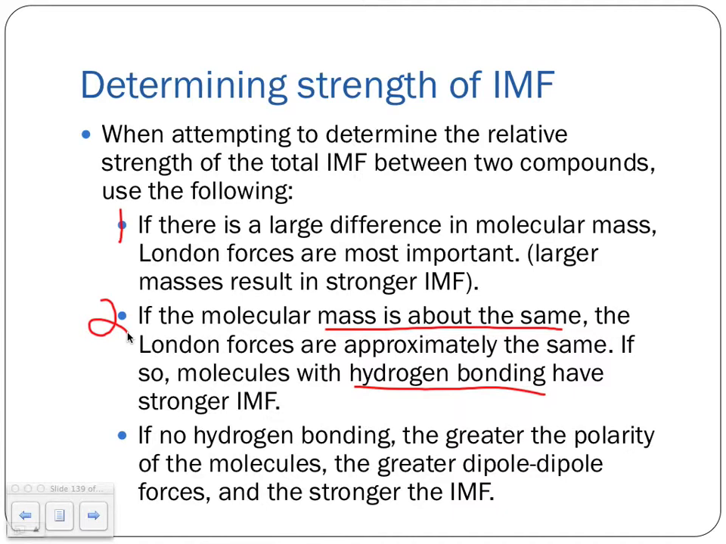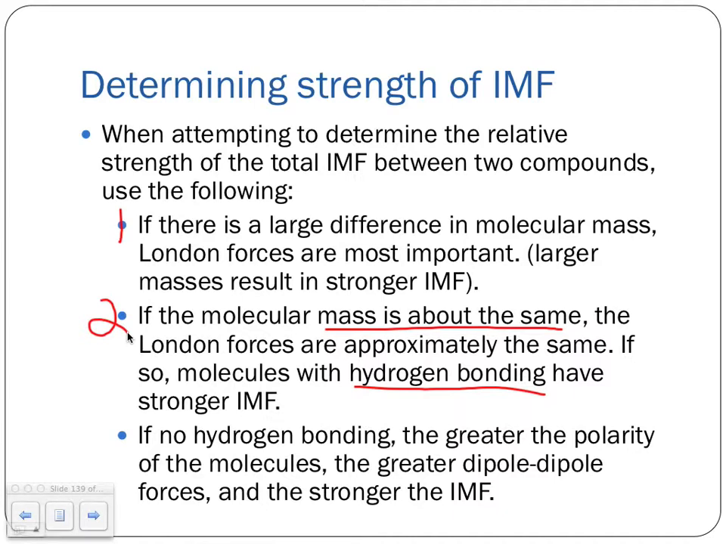Two, if they're about the same mass as each other, then you look at whether they hydrogen bond. If they do, then they'll have the strongest intermolecular forces of anything that's about the same mass. So if you have three that are roughly tied mass-wise, the one with the most hydrogen bonding is going to have the strongest forces.